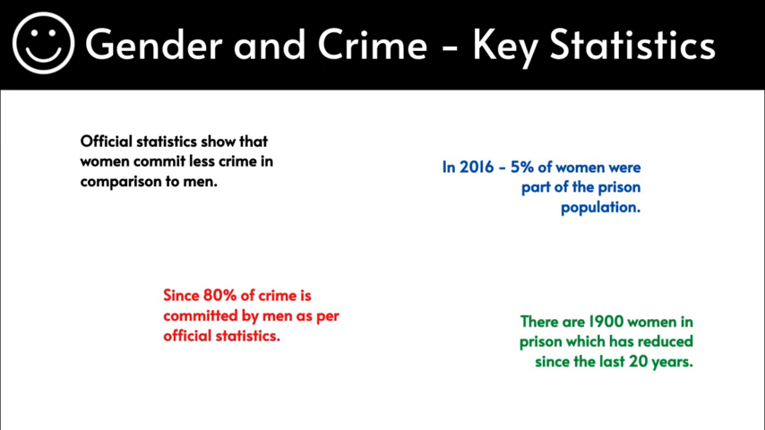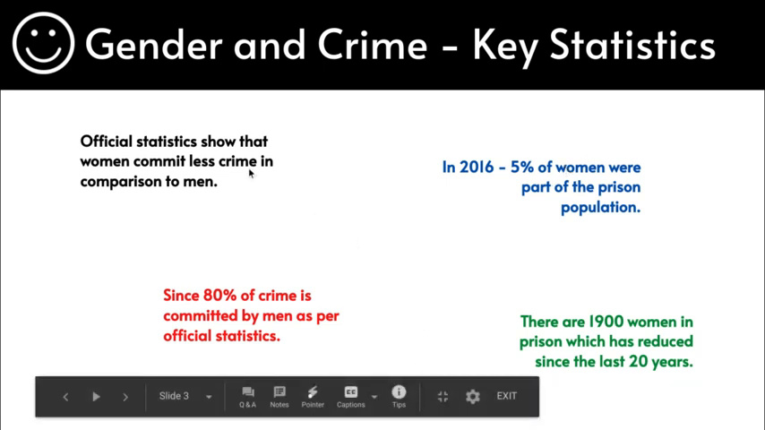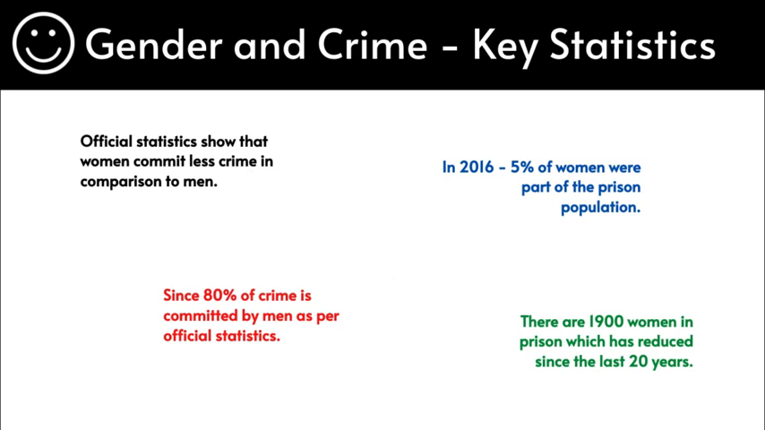80% of crime is committed by men as per official statistics. From this key slide, the most important things to take are the statistical evidence of 2016, the 80%, and the fact that women commit far less crime in comparison to men. When we look at the reasoning behind this, it would be very nice if you could jot down statistical evidence. It will show that you've not only understood the sociologist but applied it to statistical evidence, helping you gain more marks and get to the top band.